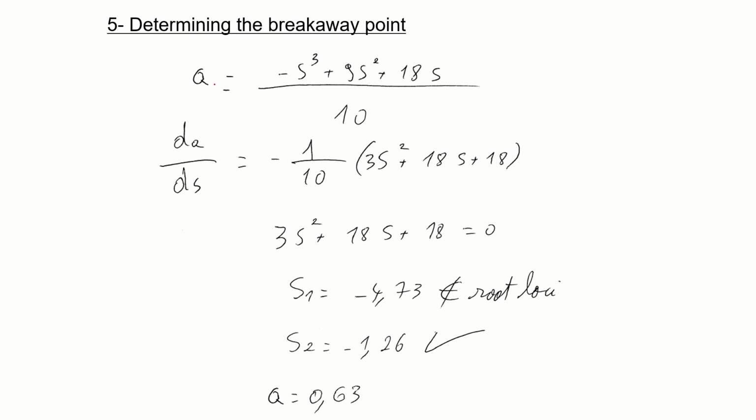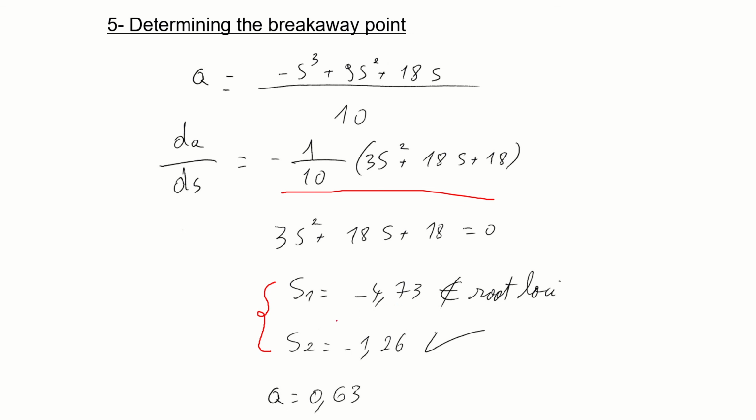Of course you know the way: we put A as a function of S from the characteristic equation, and then we derive A with respect to S. The derivative is minus 1 over 10 times (3S2 plus 18S plus 18). We set 3S2 plus 18S plus 18 equal to 0. Solving this equation, we get two values of S: S1 is equal to minus 4.73 and S2 is minus 1.26.